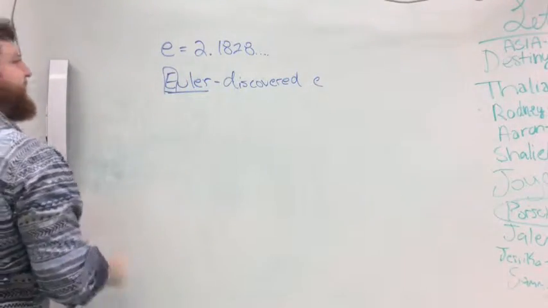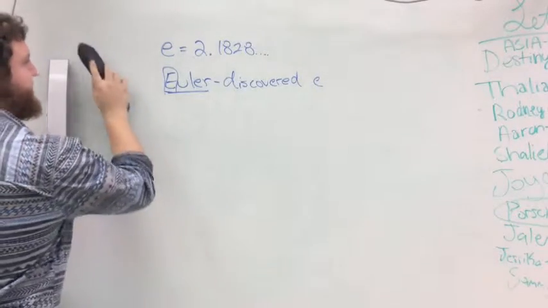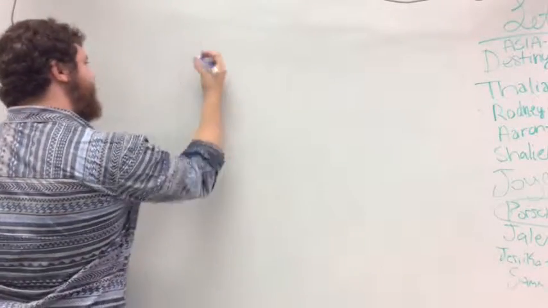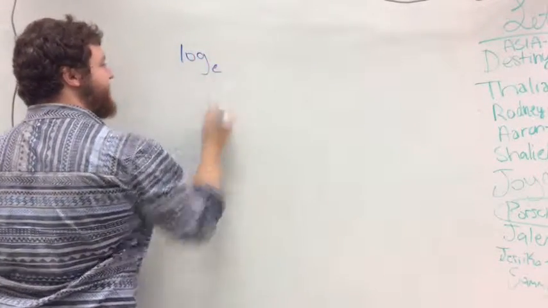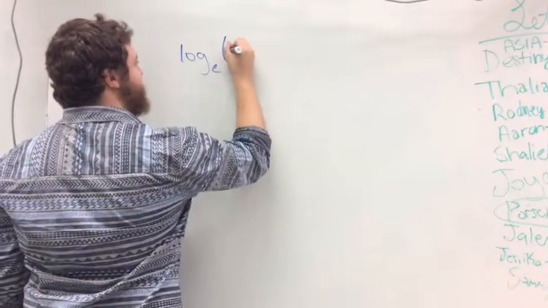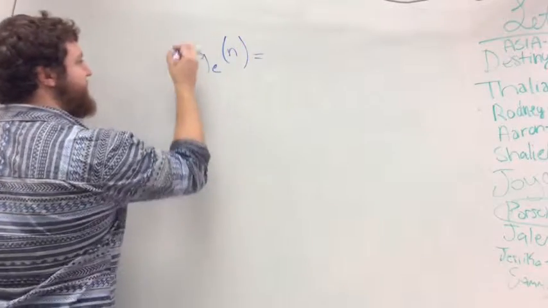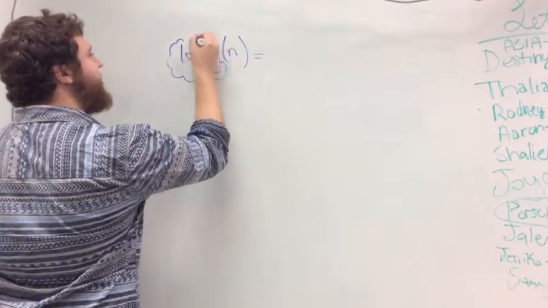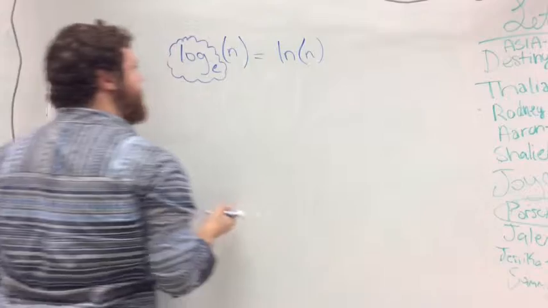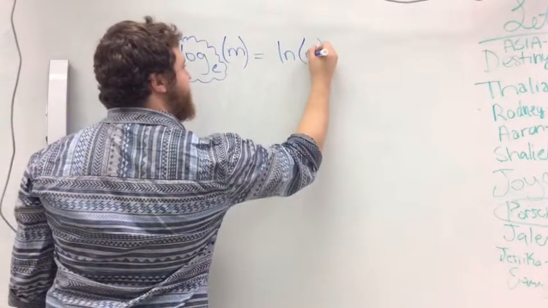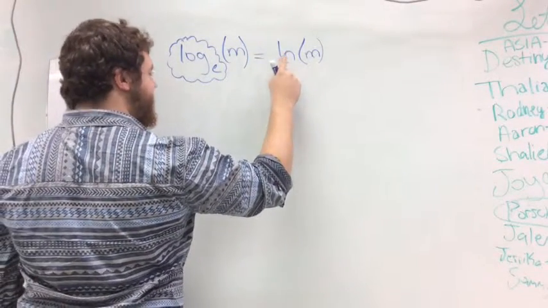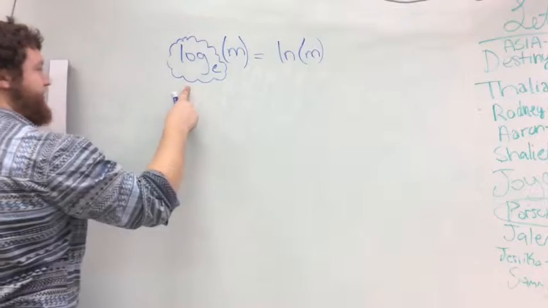Let's talk about how this plays into logs. They use this number in logarithms all the time. If you have a log base e of a number, let's say m, instead of writing this log base e thing, they replace that with ln of m. So if you see ln, I want you to think log base e.